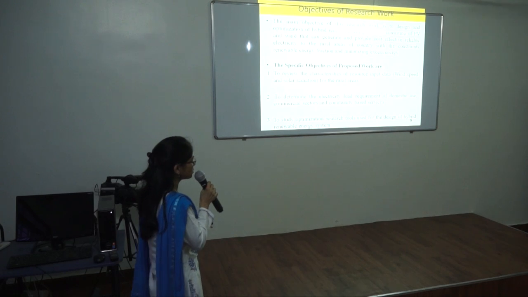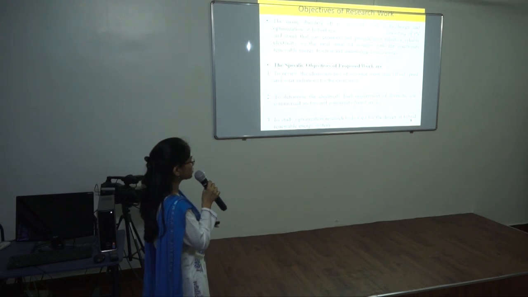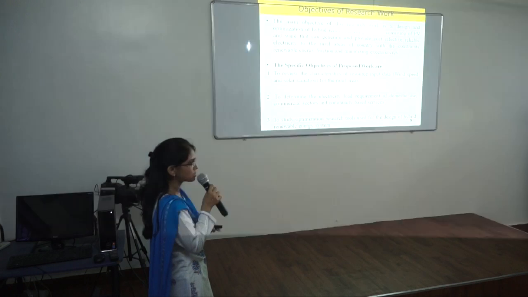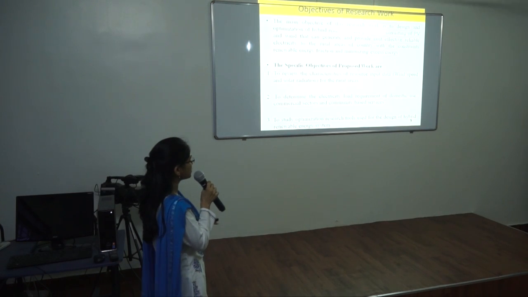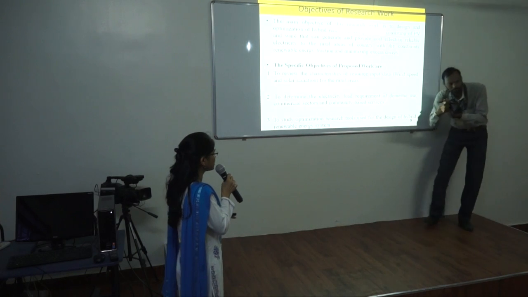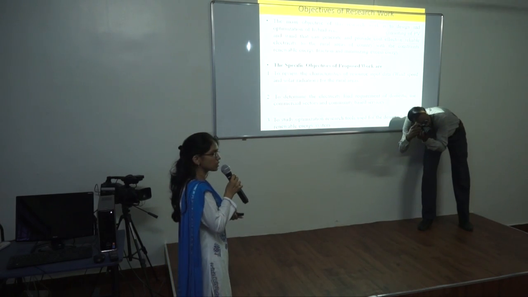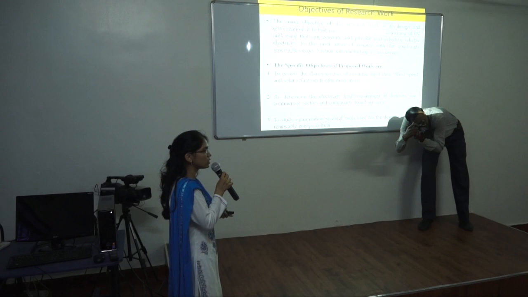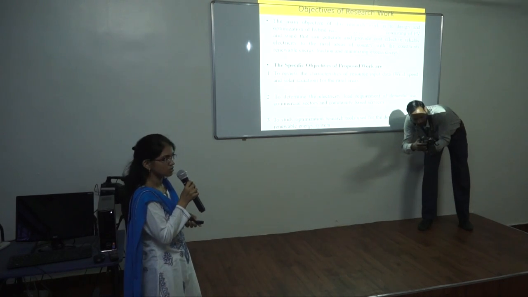The main objective of this research work is to design an optimization of a hybrid renewable energy system consisting of PV and wind that can generate and provide cost-effective, reliable electricity in the rural areas of the country, with the constraint of renewable energy fraction and minimizing excess energy.